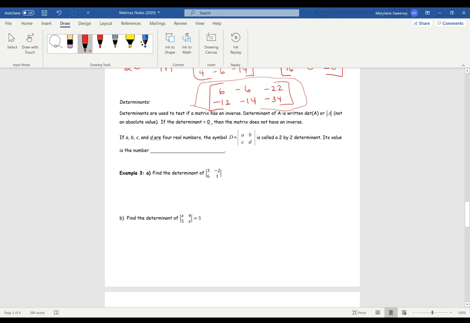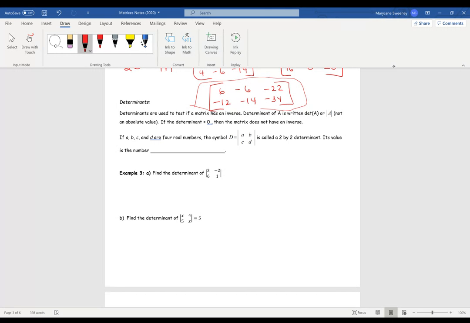Last thing we have to talk about is determinants. So determinants are used to test if a matrix has an inverse. Determinant of A is written as DET of A, and it looks like some bars, they look like absolute value bars. They're not absolute value bars, so don't think like you just take the positive or anything like that. It's just the way it's notated.